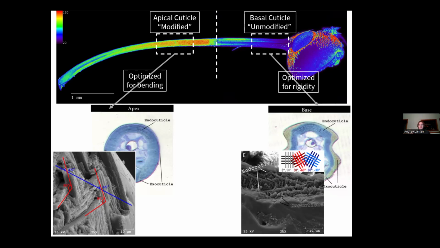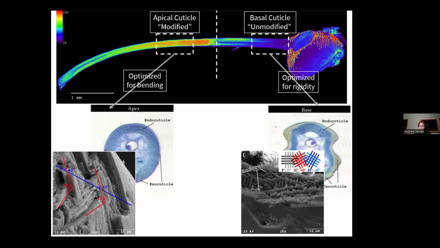At the base of the head, these fibers are arranged such that they face in every single direction. They're all over the place. So it doesn't matter what way you pull on it, it's uniformly stiff in all directions. So it exhibits what's called transverse isotropy. Combining these two characteristics means that the apical region is optimized for bending, the basal region is optimized for rigidity.